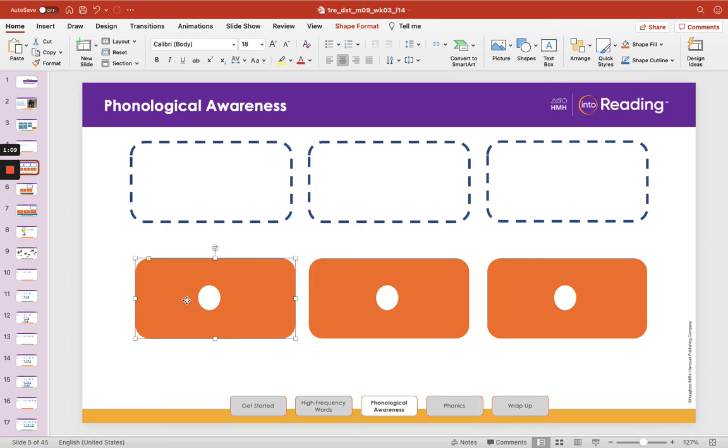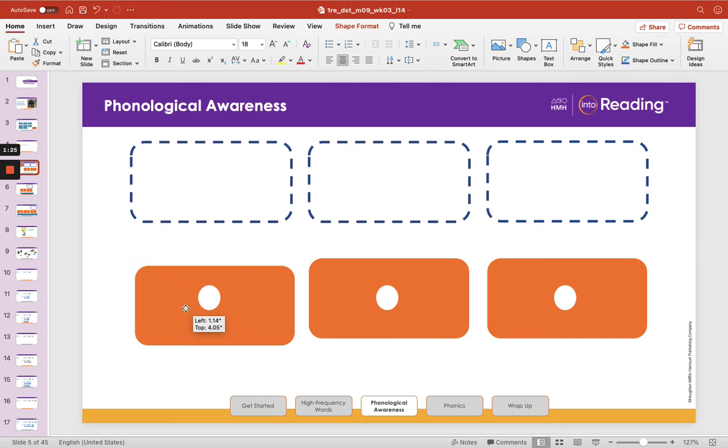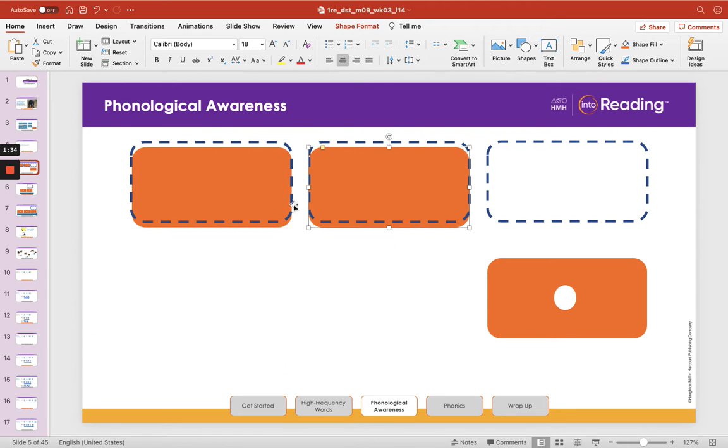Fix. How many syllables are in fix? It's a one syllable word. I only heard one vowel sound, the ix. Good job. What about fixes? Fix-es. Fixes. It's a two syllable word. There are two vowel sounds in the word fixes.